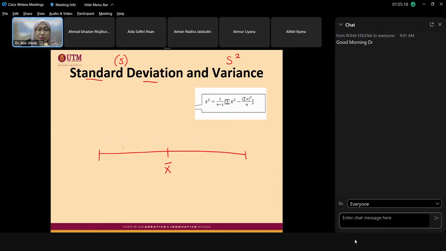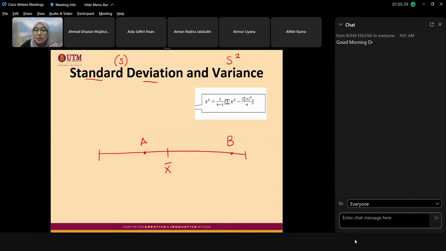Okay. So for example, I have point A here and I have point B here. Which one is closer to the center, or the mean?